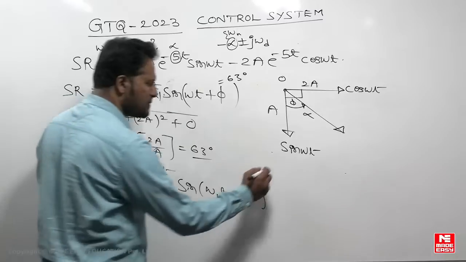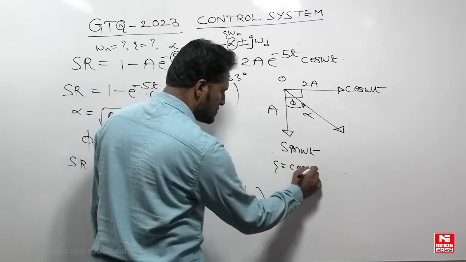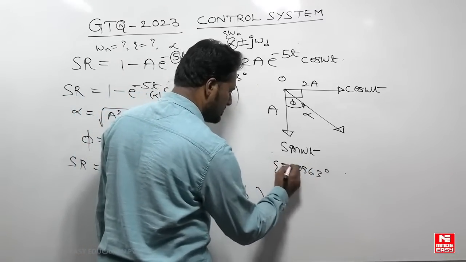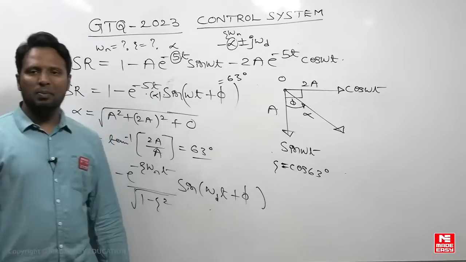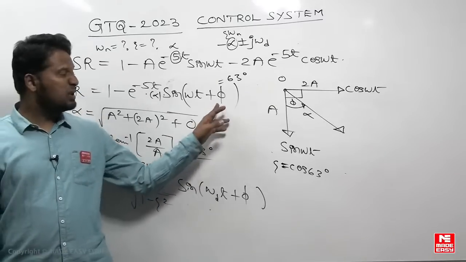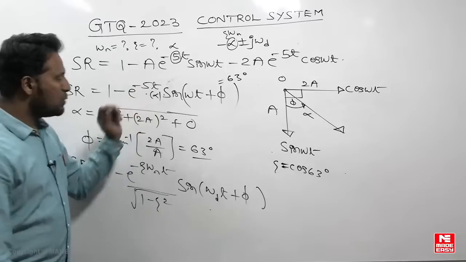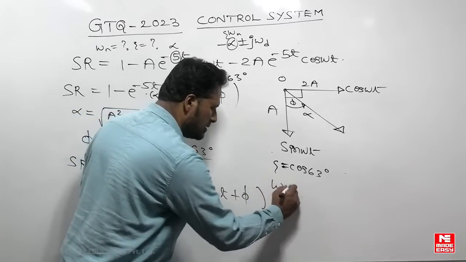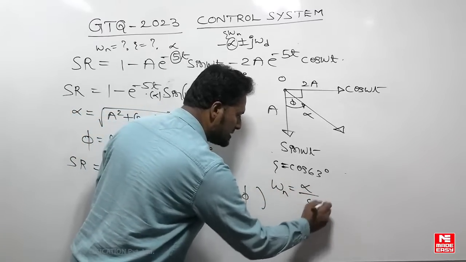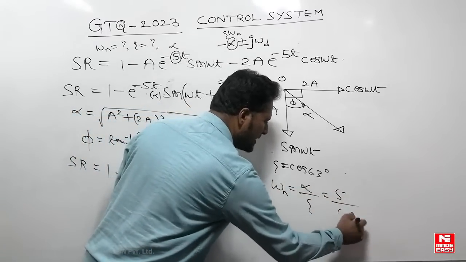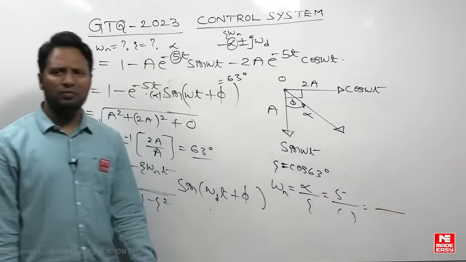So how to finish the question? Zeta is cos phi. Remember, zeta is cos phi. And what will be omega n? It is alpha by zeta, 5 by that value. You can finish this question now.